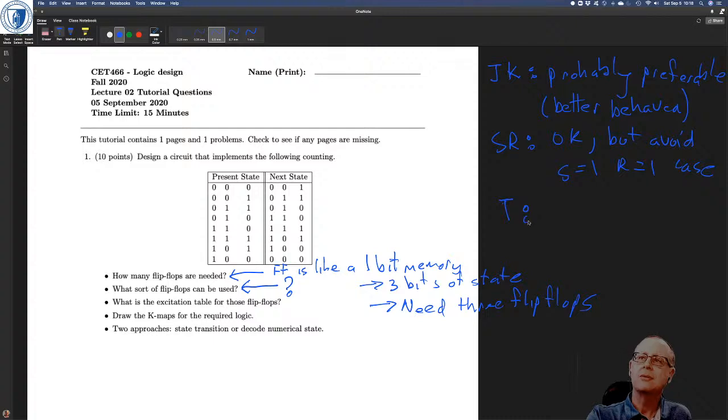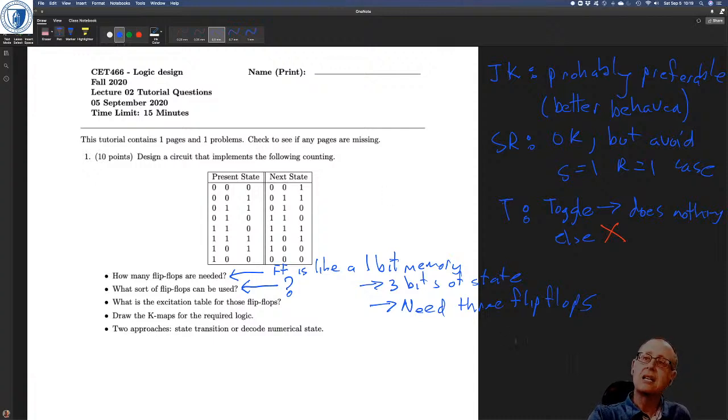For a T flip-flop, all a T flip-flop does is toggle the output, right? It does nothing else. So unless your state machine just toggles each bit based on the clock, that one's not really going to be doable.